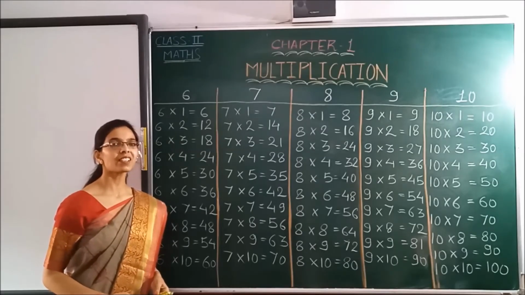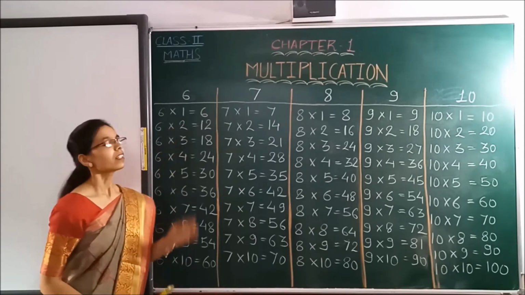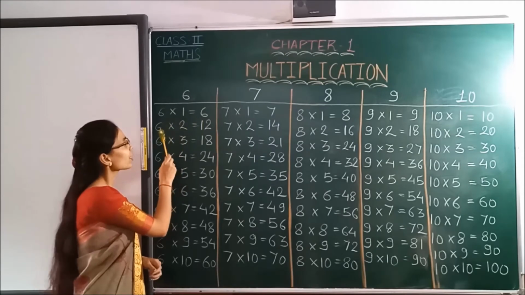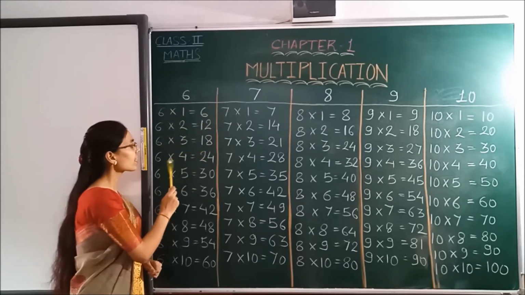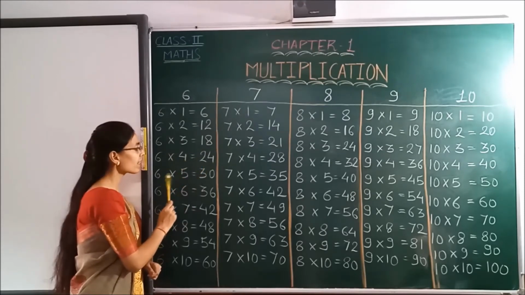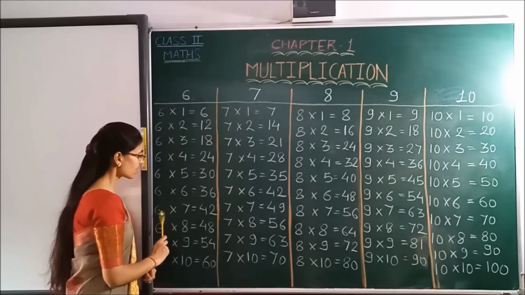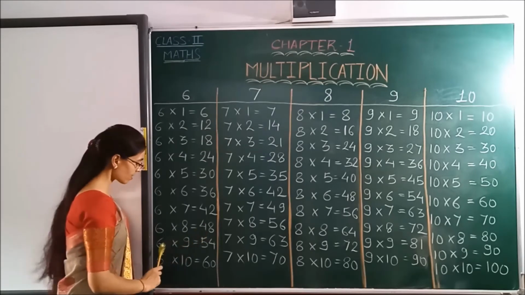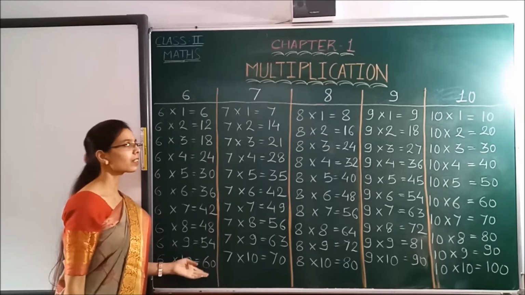Now children, these are tables from 6 to 10. You have to repeat after me. Okay, now we will start table of 6. 6 1s are 6. 6 2s are 12. 6 3s are 18. 6 4s are 24. 6 5s are 30. 6 6s are 36. 6 7s are 42. 6 8s are 48. 6 9s are 54. 6 10s are 60.